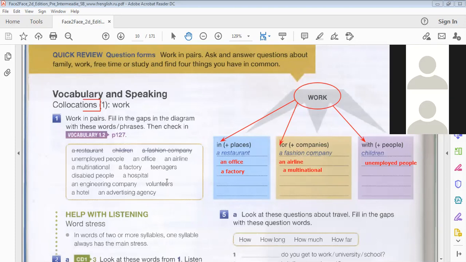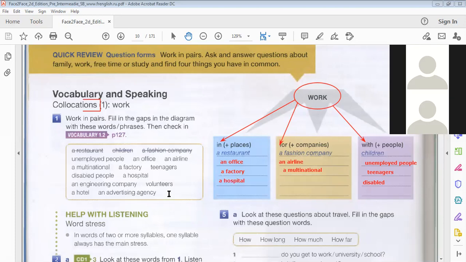With. Correct. Teenagers are people, so you work with teenagers. What about disabled people? With. People. Yeah, they're also people. With. All right, now what about a hospital? Place. It's a place. Yeah, it's a building. So you work in a hospital.